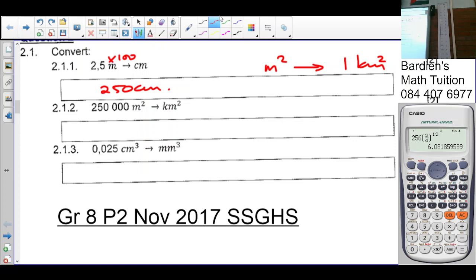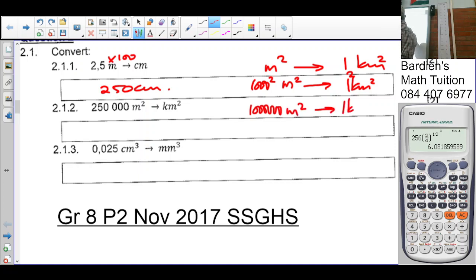Alright, so how many meters square are there in 1 kilometer square? Okay, so we don't know. Don't guess. So firstly, how many meters are there in 1 kilometer? 1,000. So if you want it in kilometers square, I just square everything. Can you see that? Which means to say there's 1,000,000 meters square in 1 kilometer square.